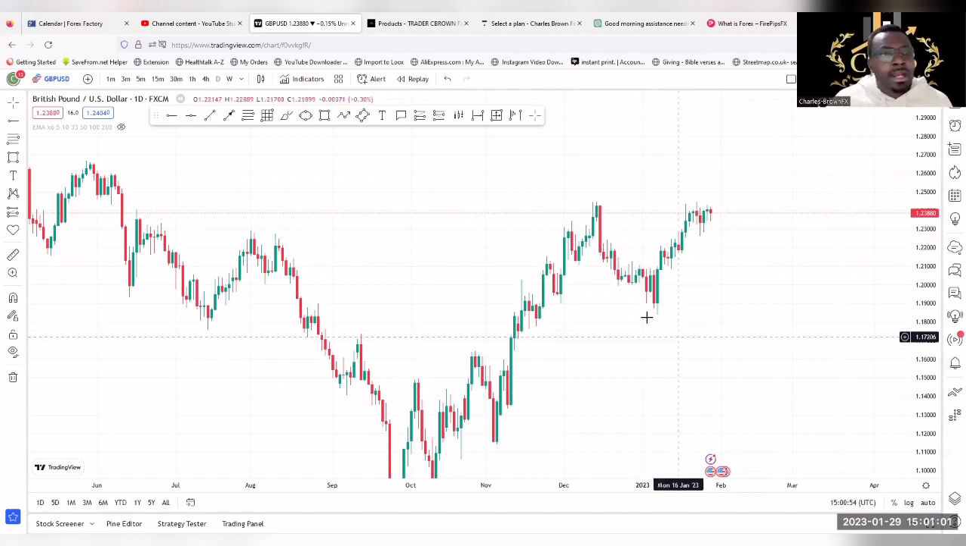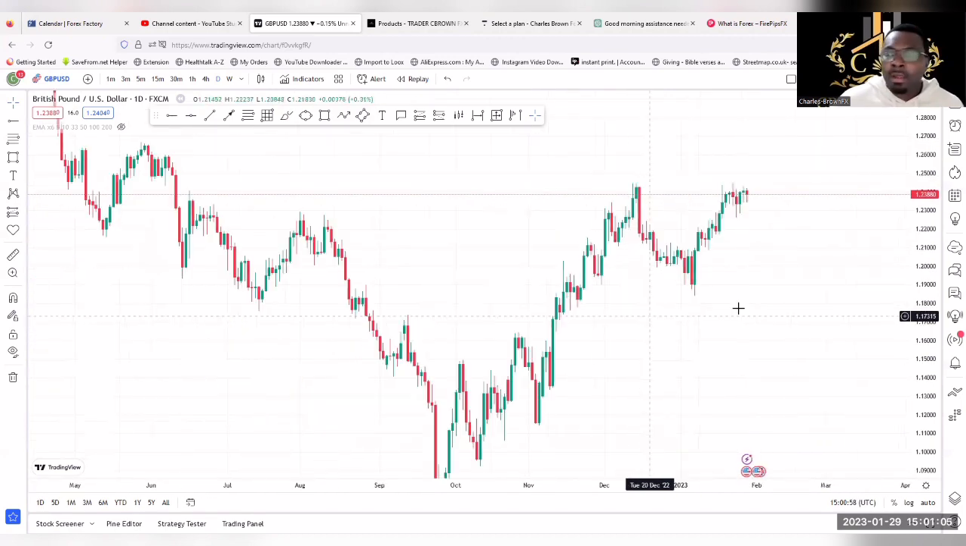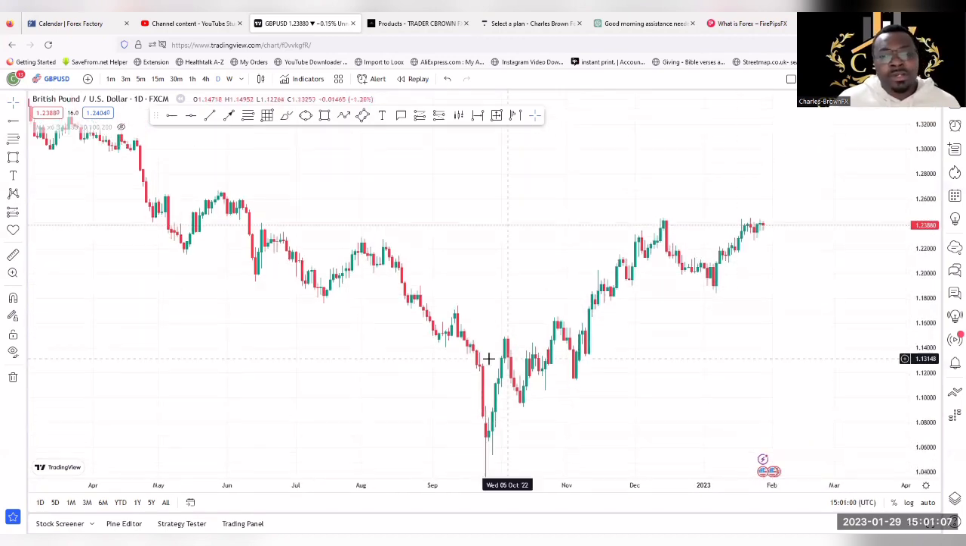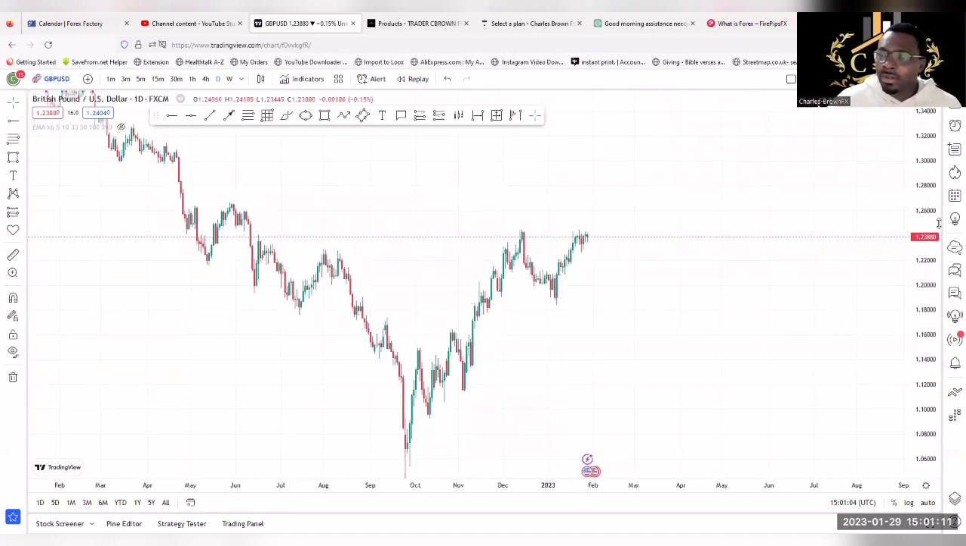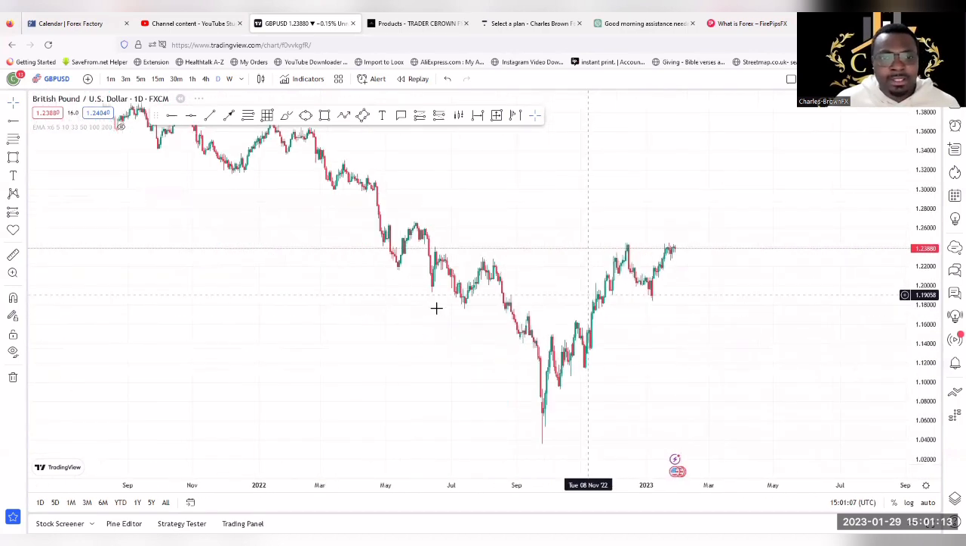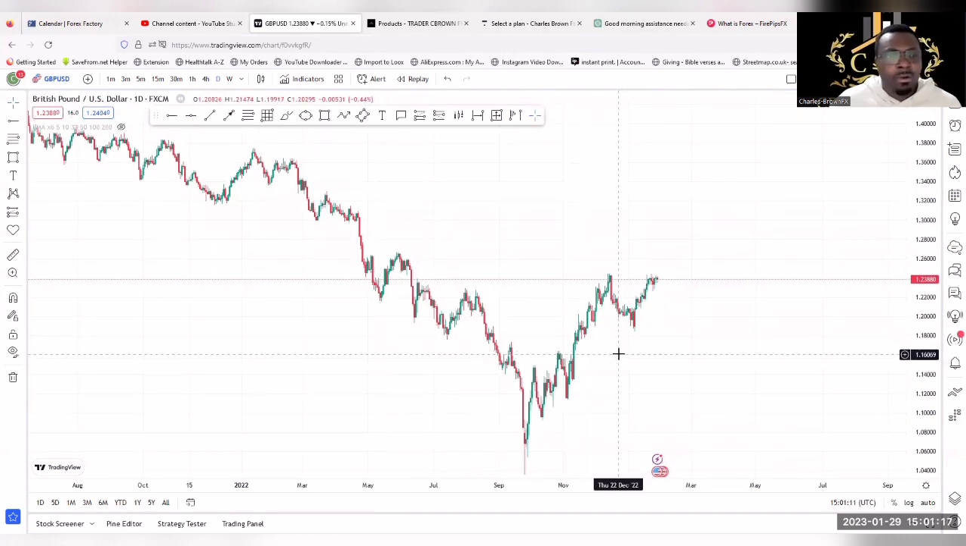Now, let me go right into the chart. Right now, we're looking at the daily time frame. This is GBPUSD. Everyone, you guys know that this is the pair that I love the most to trade, and it's the only pair that I trade at the moment. I've been trading it for a while now.